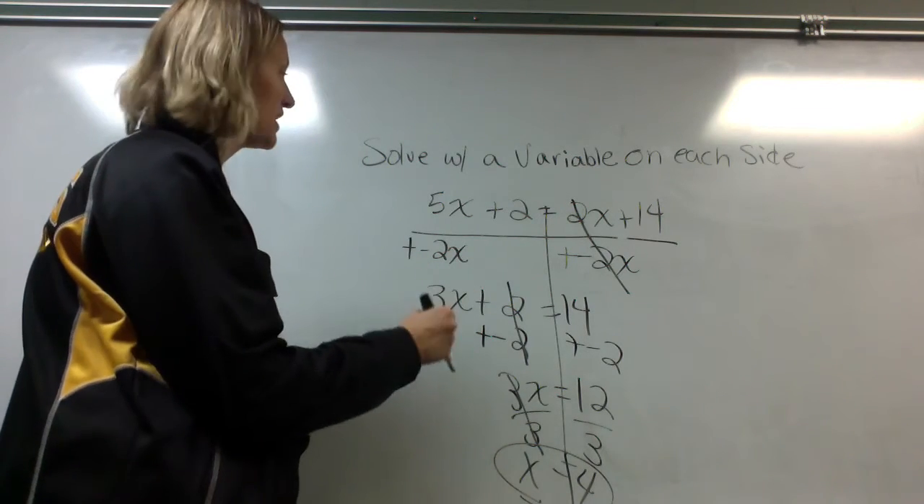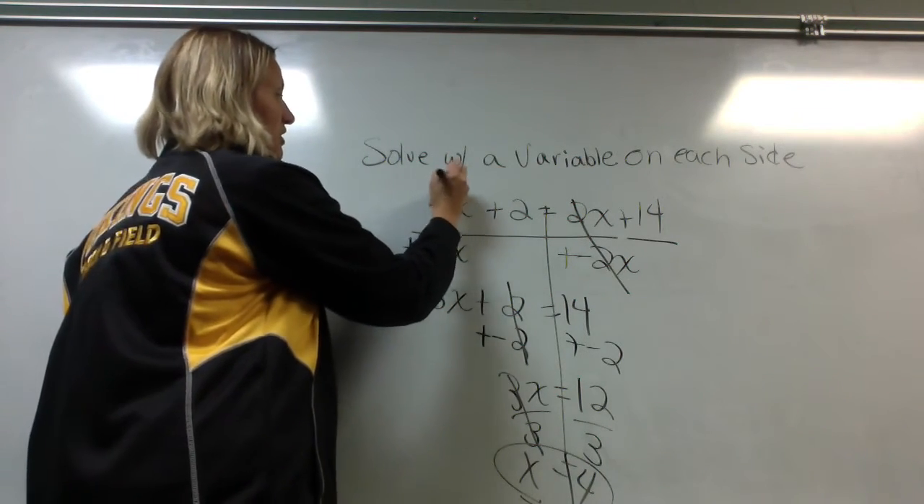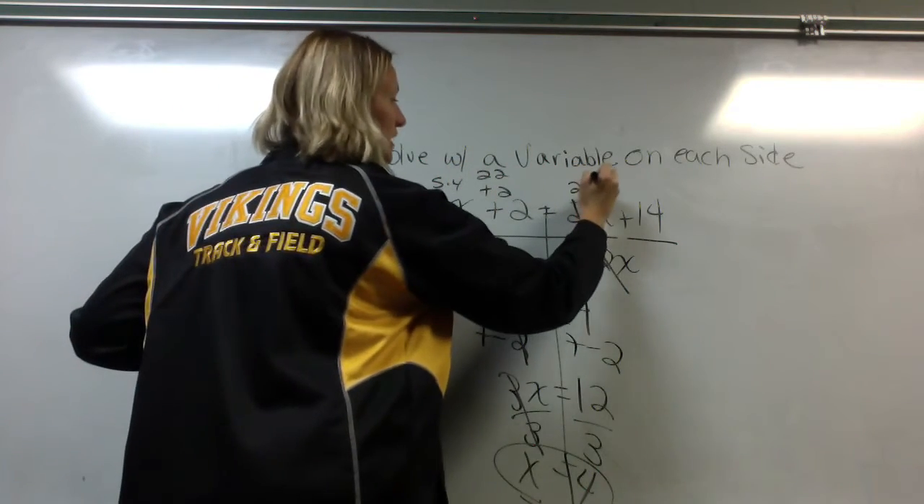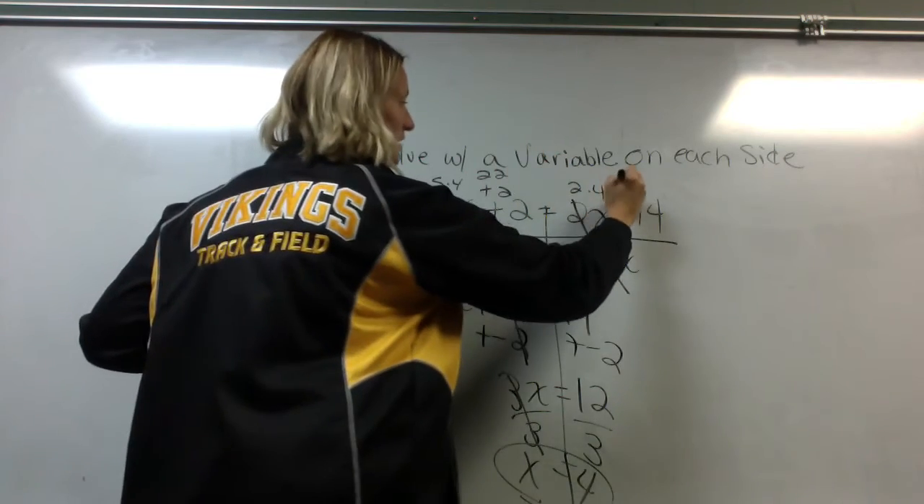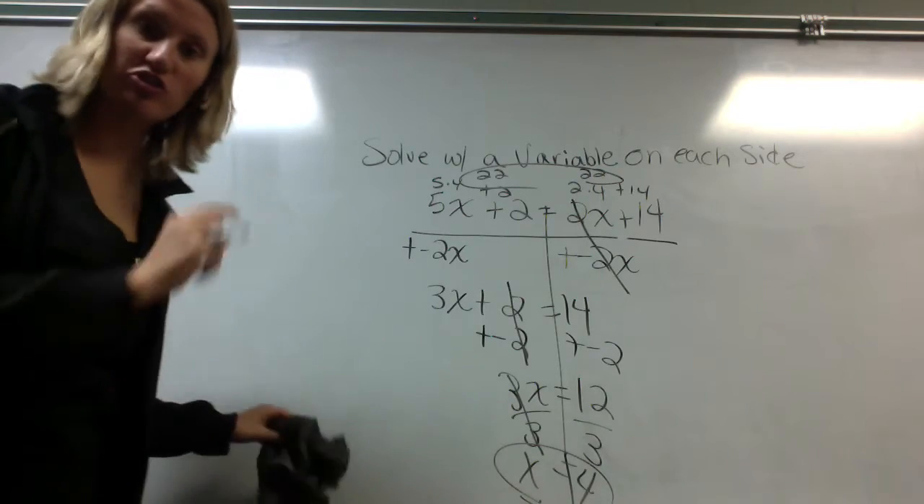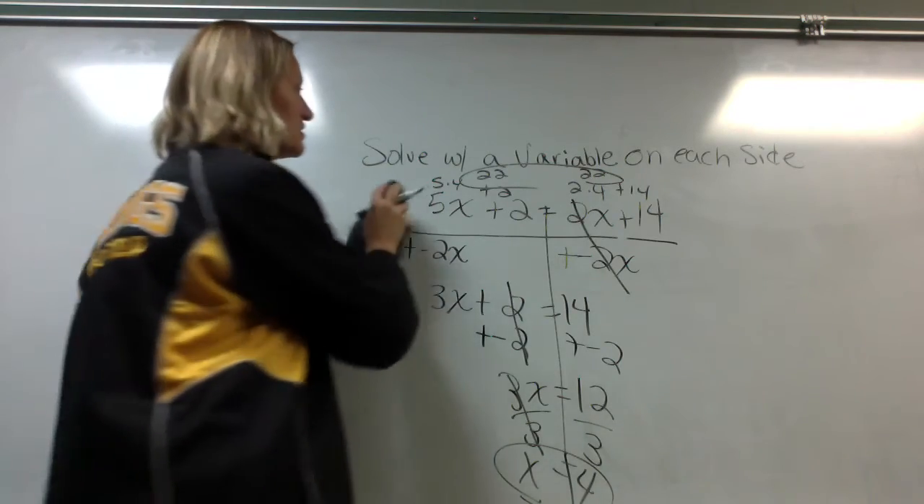Now make sure you plug back in and check. 5 times 4 is 20 plus 2 is 22. 2 times 4 is 8 plus 14 is 22. So we are correct because our answer is checked and we have the same number on both sides.